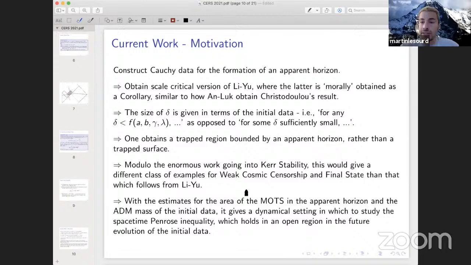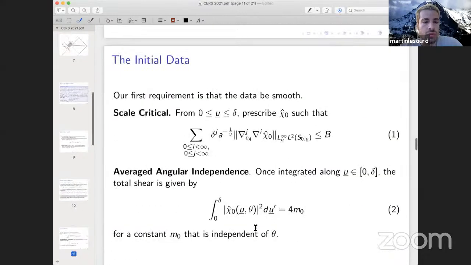And then the final bonus is that, because of this milder data and this extra control you can get on everything, you actually obtain area estimates for the marginally outer trapped surfaces that foliate the apparent horizon. And what that means is that you can actually see the apparent horizon growing, right? So you can actually think about Penrose's inequality now, and you can give a dynamical scenario in which you can verify and see what happens to Penrose's inequality in a dynamical setting, right? Which is new. So what does the initial data look like?